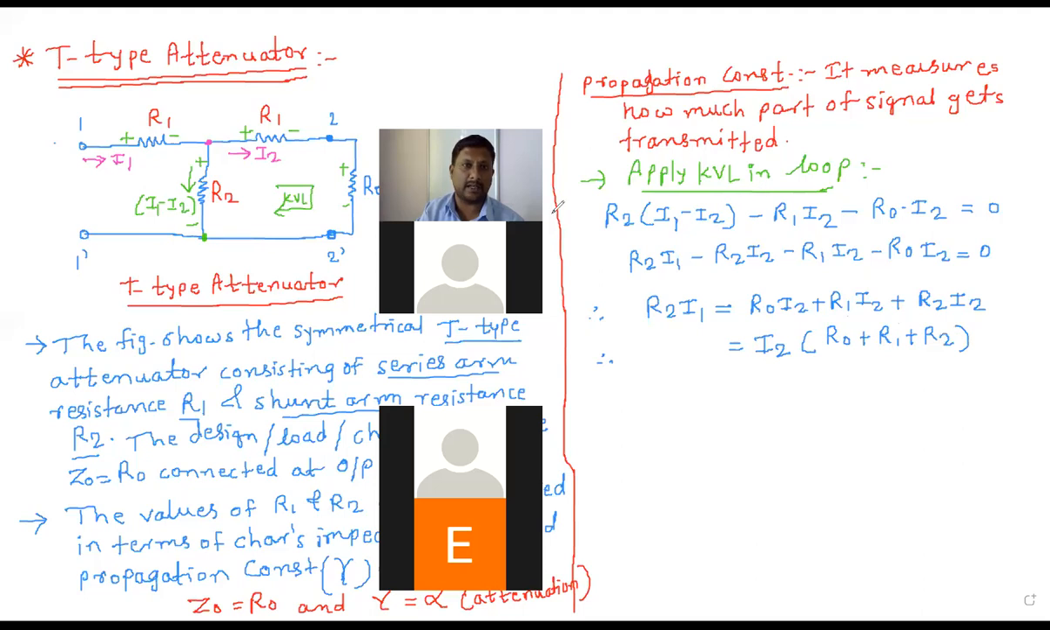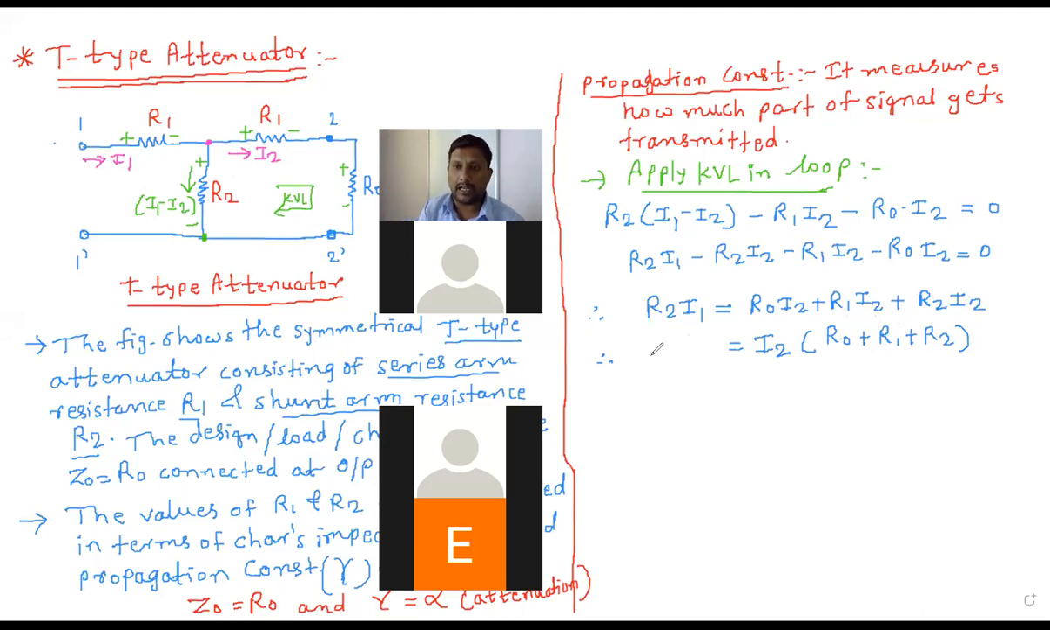What did I do? I only applied KVL in the second loop. After marking the current, I marked the polarity. Then I applied KVL. So KVL rules you know that. After applying KVL, I got this equation. This equation I am analyzing now. We are making it simpler.